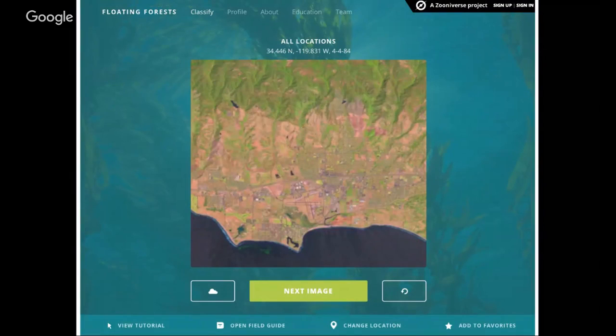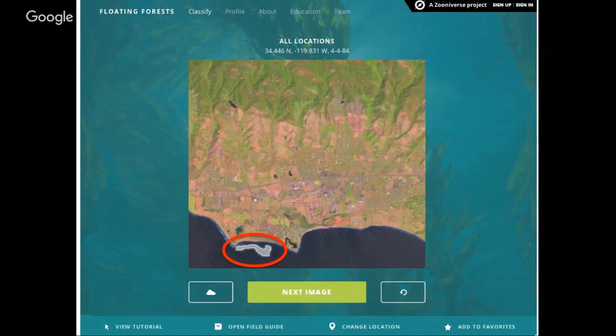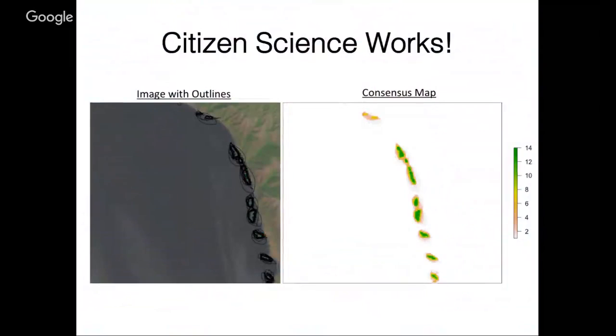And so this is kind of what it looks like. You go to the site, you see a kelp forest, you circle it, and boom, that's data. That is one slice of time and one place. And as we build that up, we'll be able to understand, hopefully, the global changes in canopy kelp distributions. And it works. So far, we find there is actually a good deal of consensus between users, and we can build really nice consensus maps.